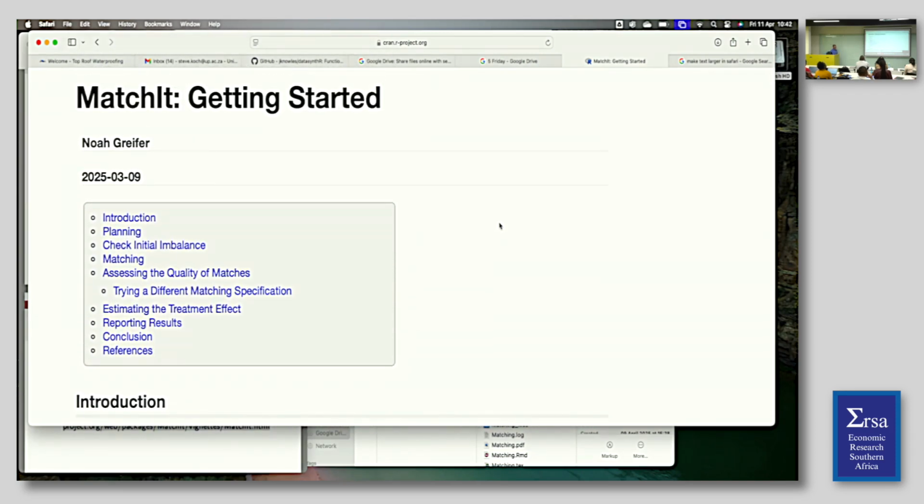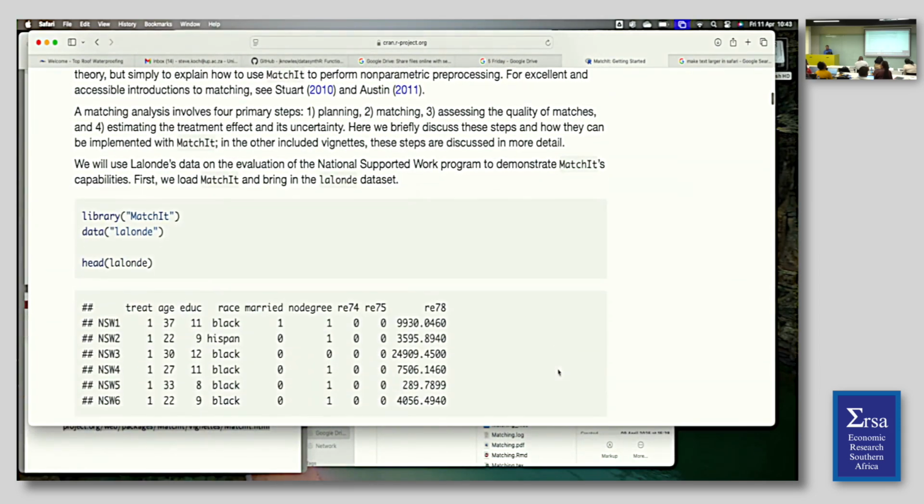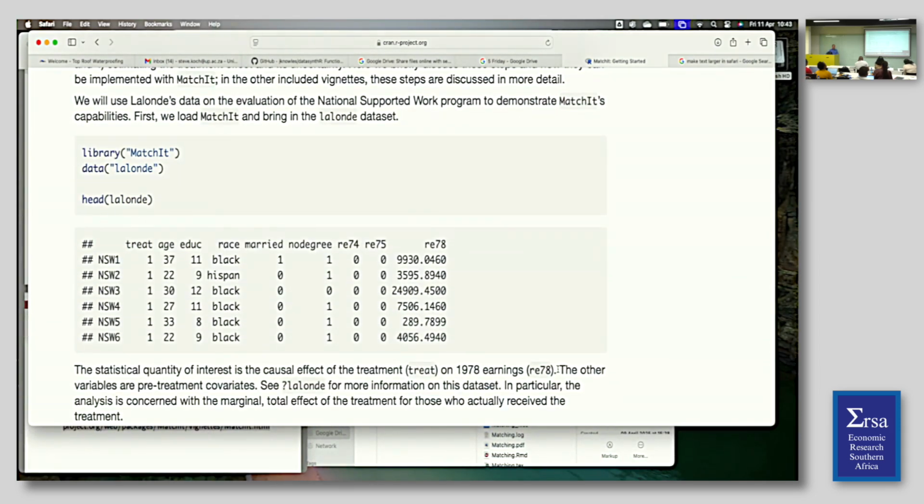So in R, there's this MatchIt package, and Noah was nice enough to actually explain to us how we should do this, right? It tells you a number of things about maybe how we should develop statistical models, tells us what package we need, and then it goes to a very famous data set from a fairly famous paper by LaLonde.